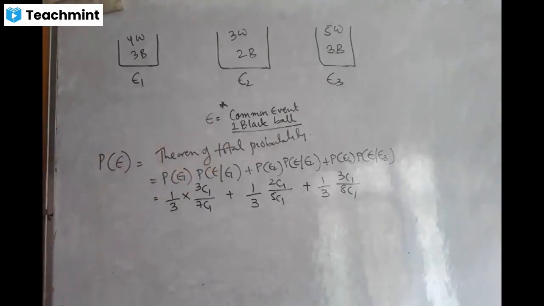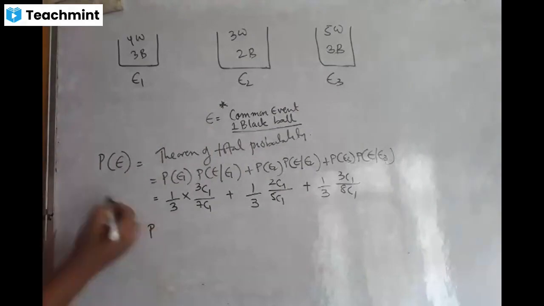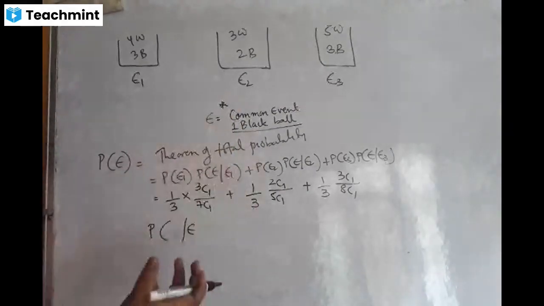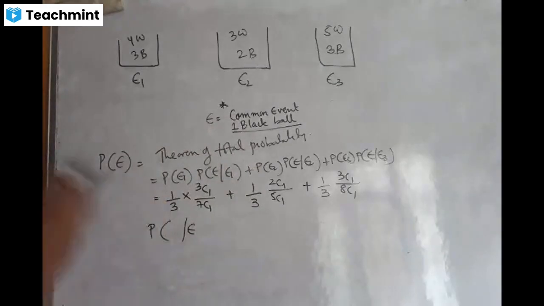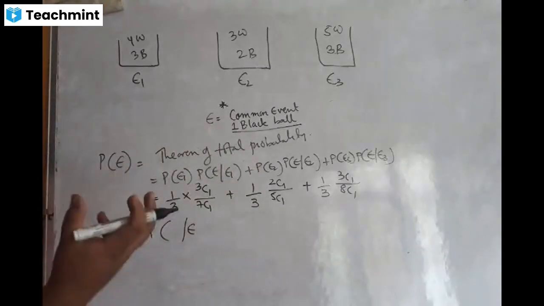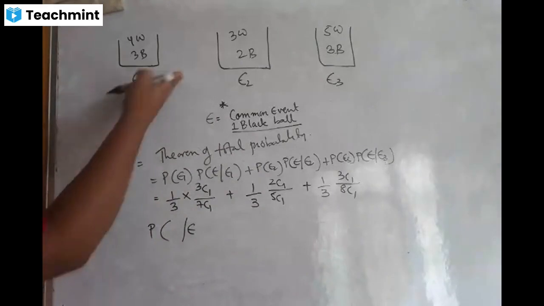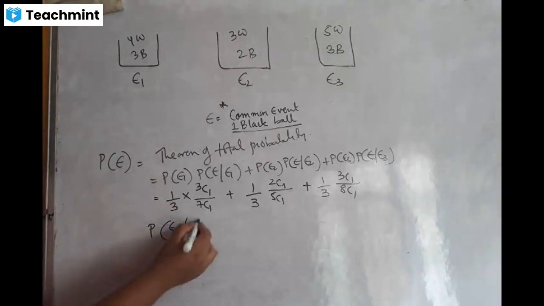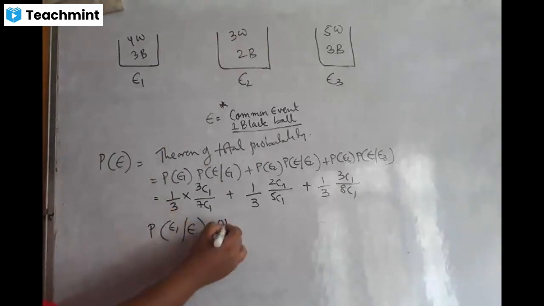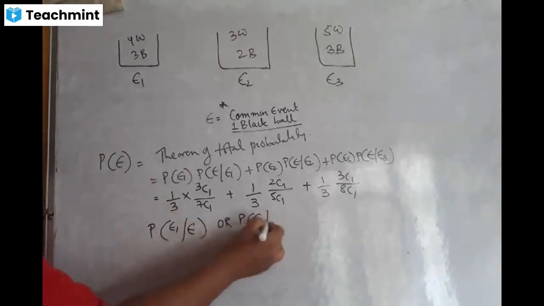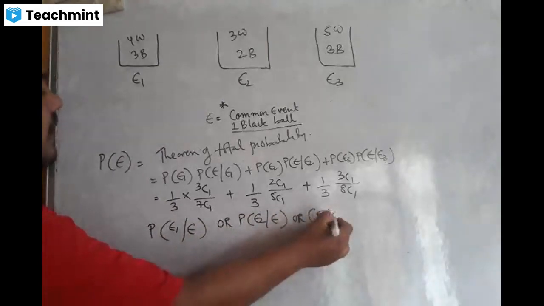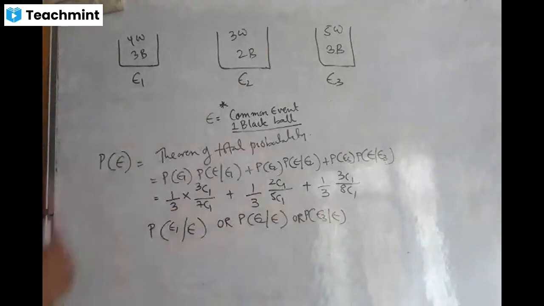But Bayes theorem says that a black ball has already been taken out. Now you have to find where this black ball came from, either from A, from B or from C. That means I have to find the probability of E1/E, or the probability of E2/E, or the probability of E3/E. This is called Bayes theorem.